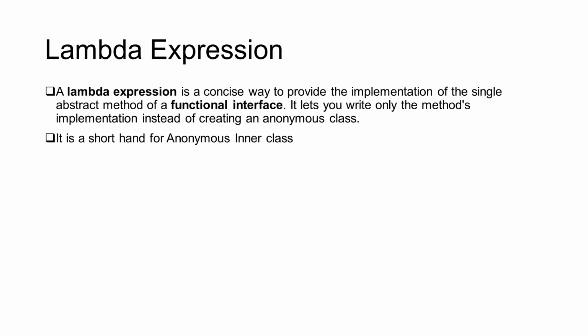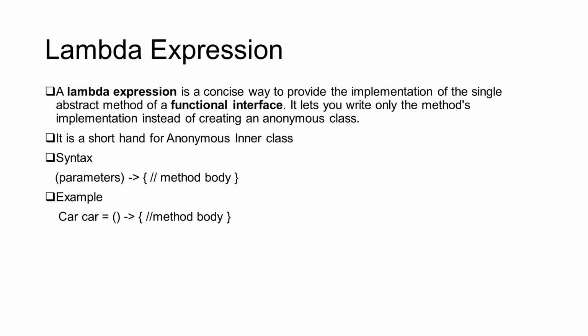So it is a shorthand for an anonymous inner class, and here is the syntax. We do not provide the method name, the access modifier, or the return type. So we only provide the method implementation part, not the function name, return type and access modifier. So let's see these things in a code example.